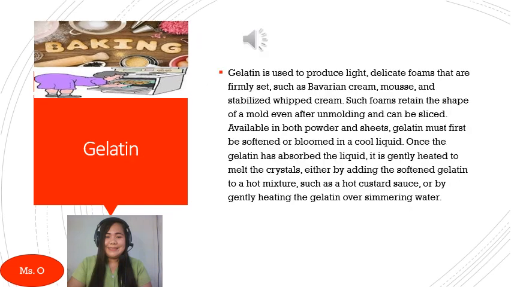Gelatin. Gelatin is used to produce light, delicate foams that are firmly set, such as Bavarian cream, mousse, and stabilized whipped cream. Such foams retain the shape of a mold even after unmolding and can be sliced. Available in both powder and sheets, gelatin must first be softened or bloomed in a cool liquid. Once the gelatin has absorbed the liquid, it is gently heated to melt the crystals, either by adding the softened gelatin to a hot mixture, such as a hot custard sauce, or by gently heating the gelatin over simmering water.